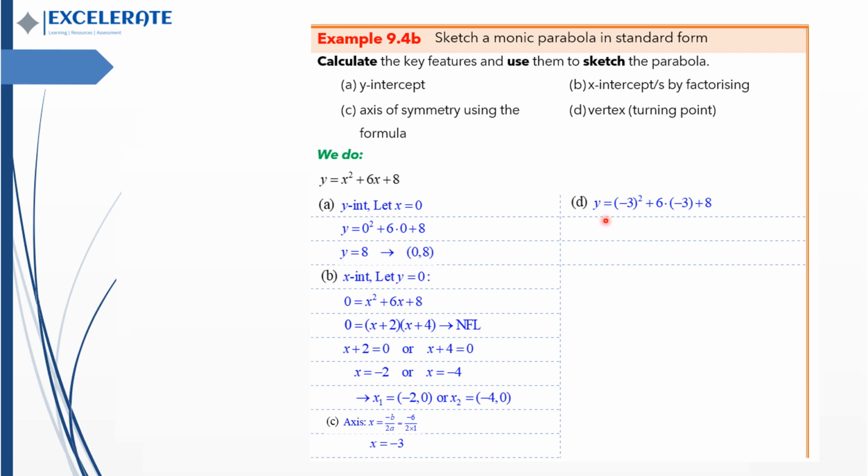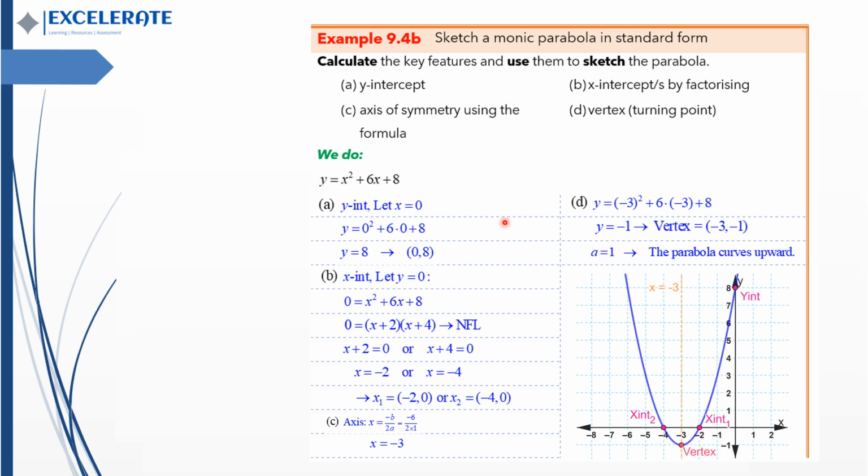Now I'm going to sub in -3 to the equation to work out the y coordinate of the vertex, and that is -1. So now we have the coordinates of the vertex. The a value, the dilation factor, is 1, so the parabola curves upwards. Now by plotting those points, we have a vertex here, our x-intercepts at -2 and -4, and a y-intercept of 8. Check how you went, and we'll skip on to the next one now.